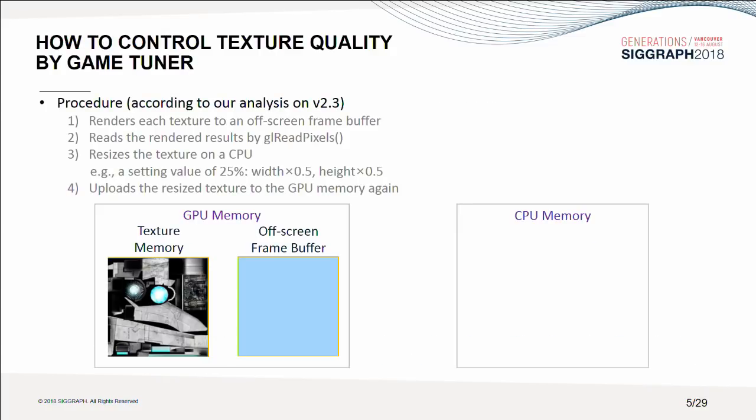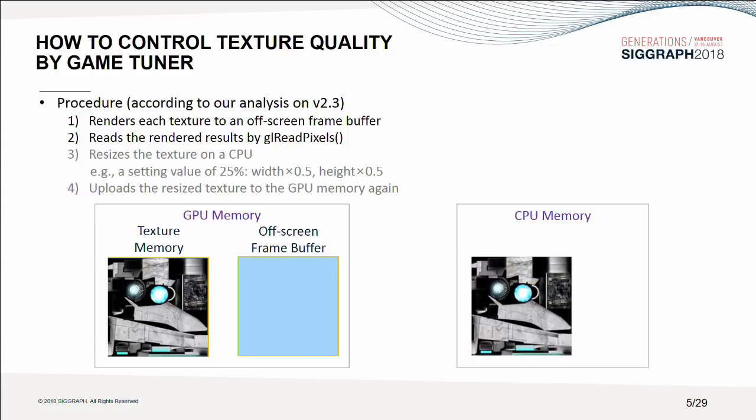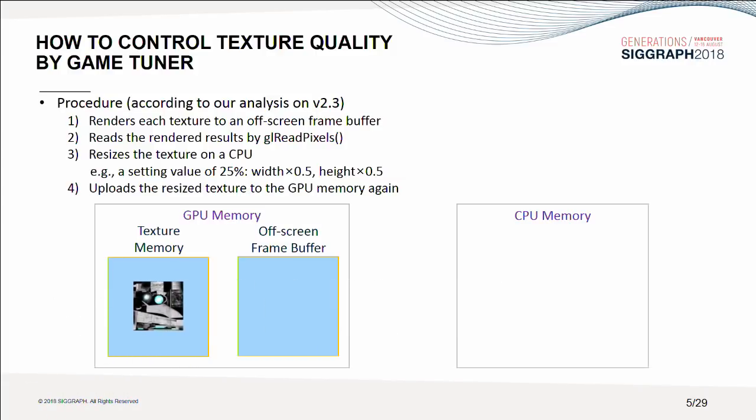This slide shows how to control texture quality by Game Tuner. The procedure has not been published in public, and this slide is based on our analysis of Game Tuner version 2.3. The procedure is as follows. First, each texture is rendered to an off-screen frame buffer. Next, the render results are read by glReadPixels. Next, the texture is resized on a CPU. Finally, the resized texture is uploaded to the GPU memory again.